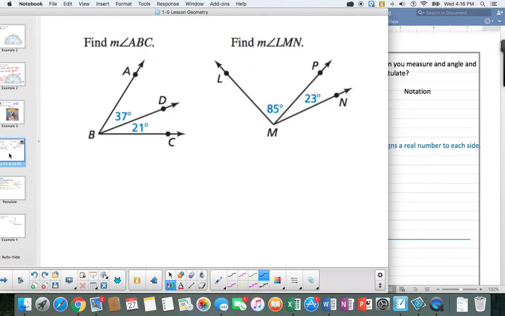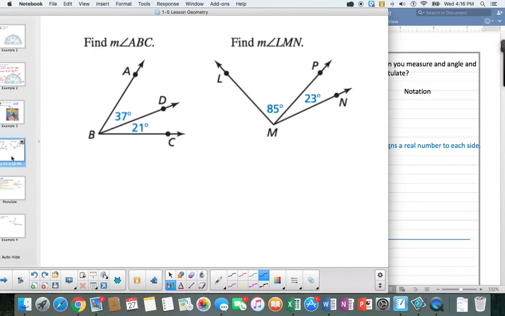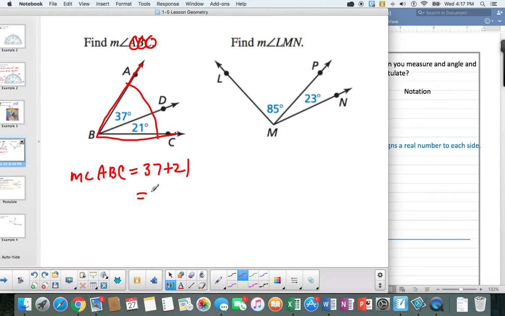All right, let's take a look at this situation. We are trying to find the measure of angle ABC. Notice how I'm following the letters to help me see what the angle is. It's a big angle. And so the measure of that big angle is the sum of the two little angles added up together. And so this answer will be 58 degrees.